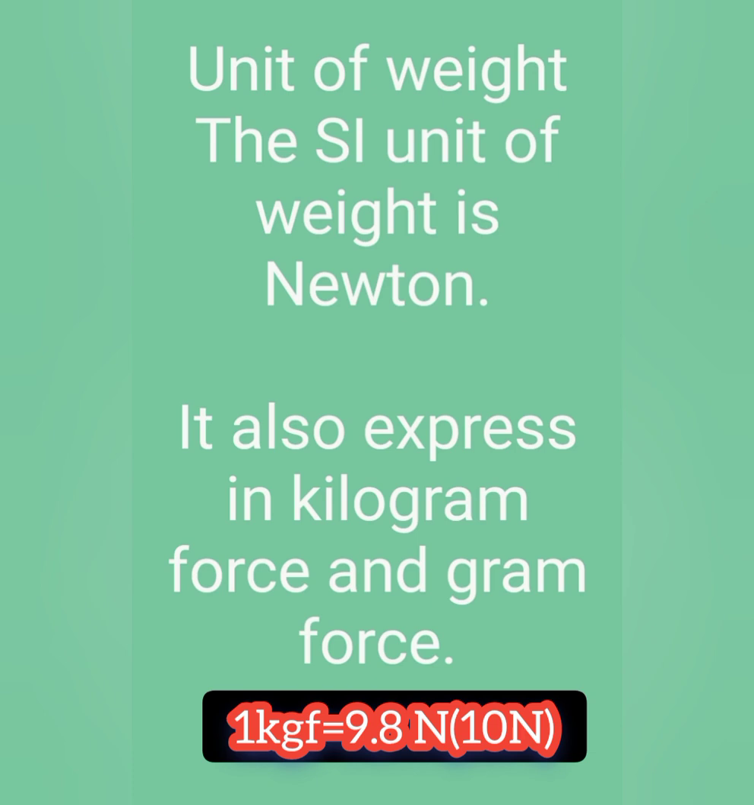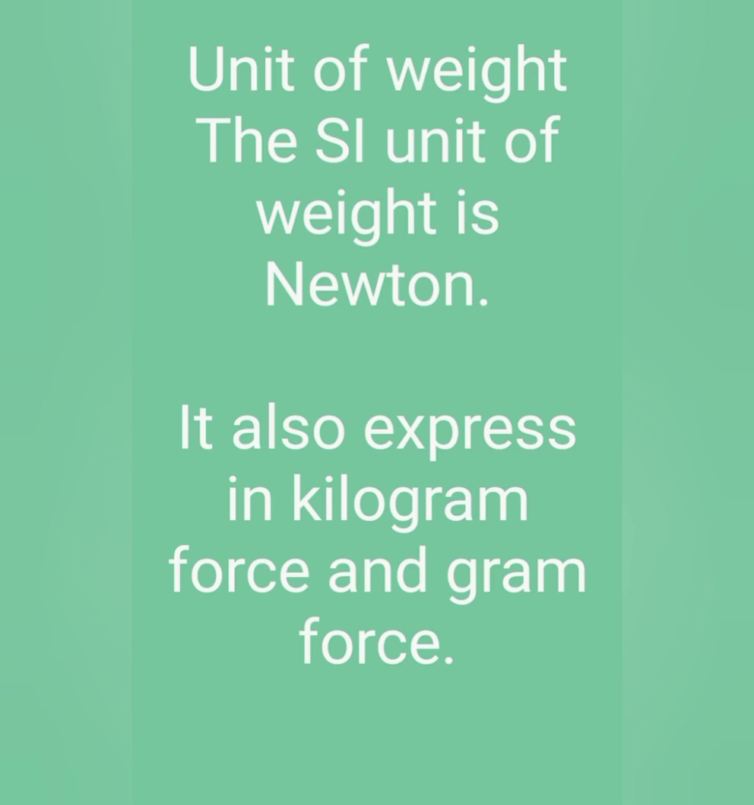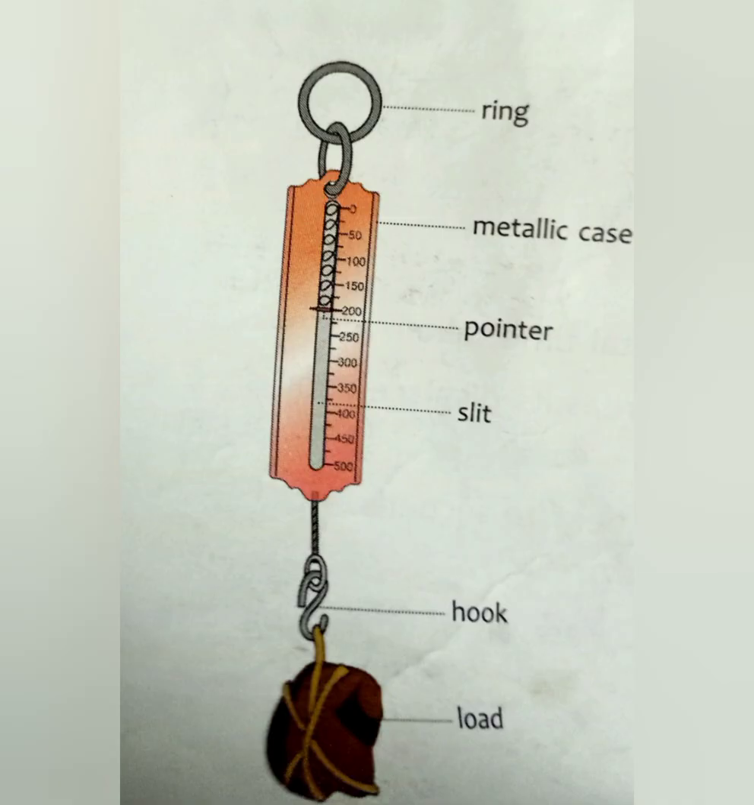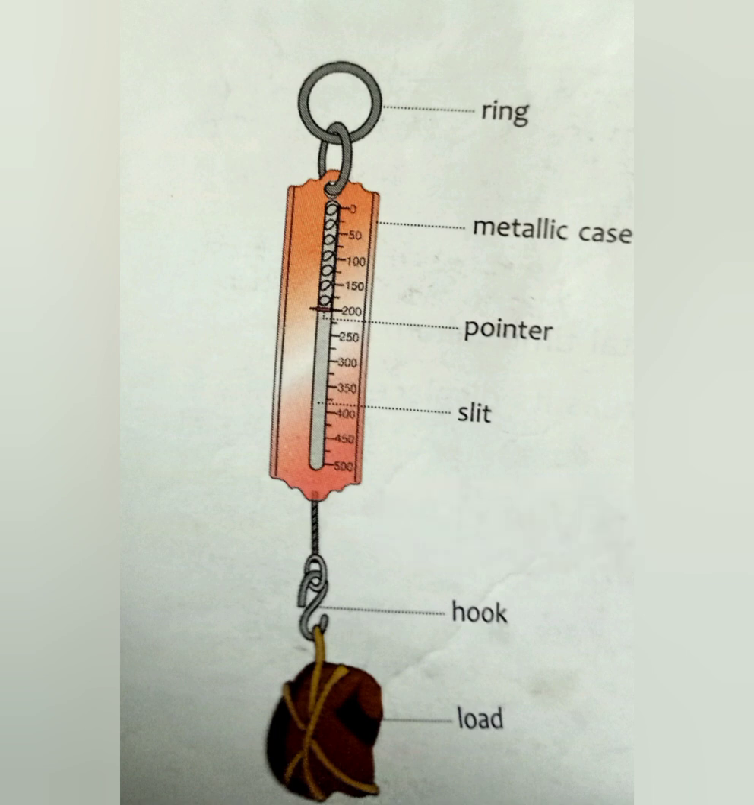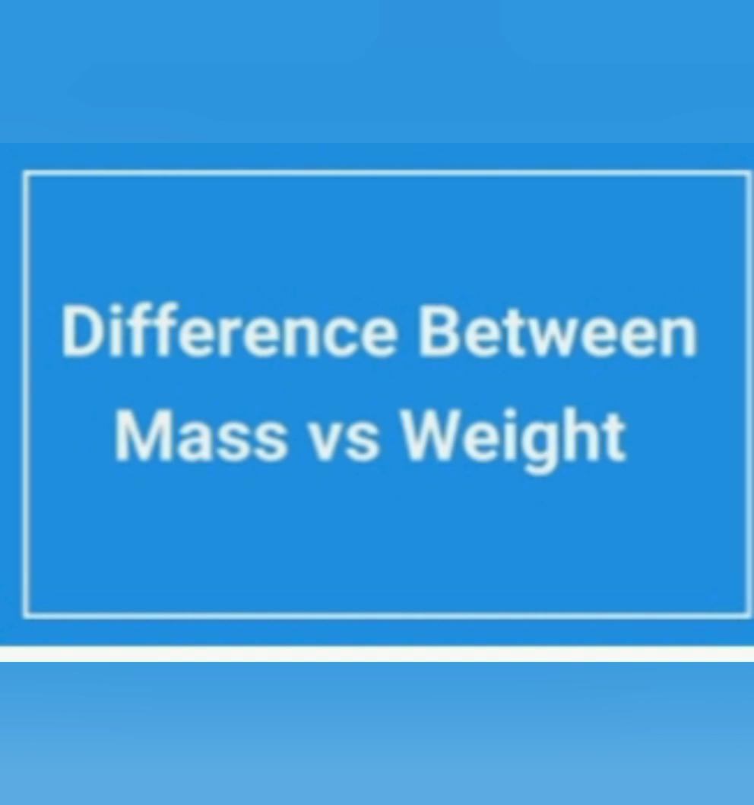In other words, we can say 1 kilogram force is defined as the force with which the earth attracts a body of mass 1 kilogram towards its center, or we can say 1 gram force is defined as the force with which the earth attracts a body of mass 1 gram towards its center. Measurement of weight. The device used to measure weight is called a spring balance. Now, children, differences between mass and weight.